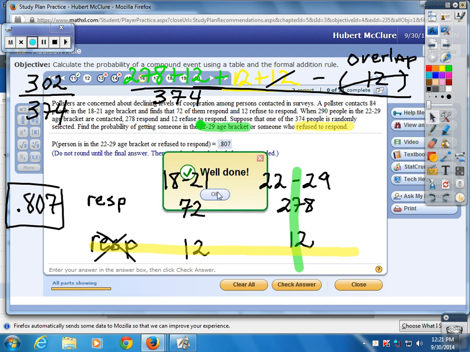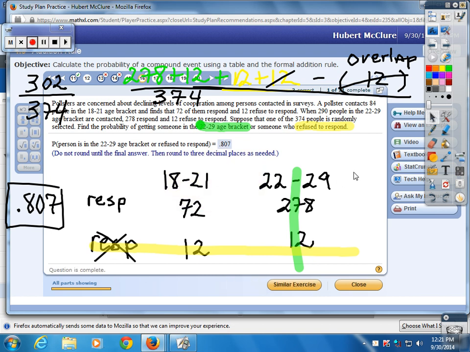0.807, and we feel good about ourselves. Now, what if I just asked you to find the probability of 18 to 21? Well, then 18 to 21 would be 84 over 374. So there's no overlap there if I just asked you one probability. Sometimes there'll be several of these classes.